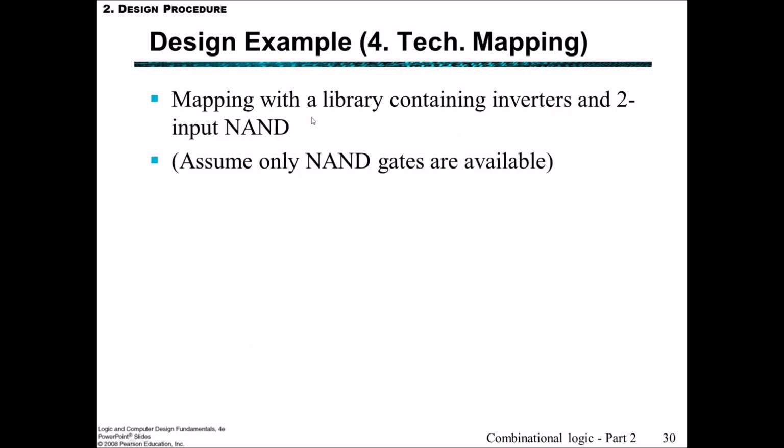The fourth step of the design process is the technology mapping, and we want to map to a library that contains inverters and 2-input NAND gates. And since only NAND gates are available in this case, and we know that a NAND gate with a single input is the same as an inverter, then we can map it straight to 2-input NAND gates only.